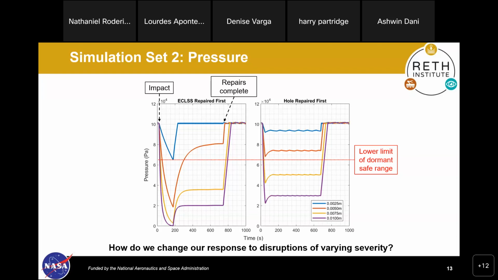The pressure control system is damaged, so it can't fully restore the habitat to the set point, even after the hole is repaired, but it does maintain it at a semi-stable level until the pressure control system is eventually repaired around 700 seconds and the set point is restored. So what's interesting in this simulation set is that the intuitive behavior or expectation is to repair the hole first because that's what's causing the loss of pressure. But for that really small hole radius there and radii smaller than that, we could see that it might be better, in fact, to repair the pressure control system first because you restore the set point, you spend less time away from that set point, and you don't actually dip outside of the safe range.